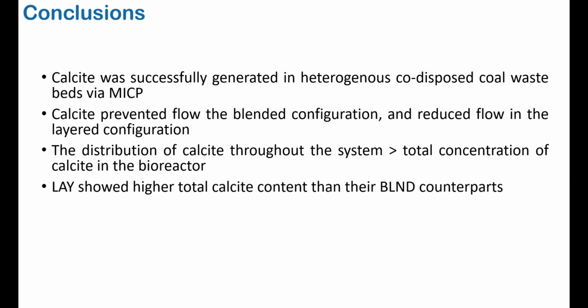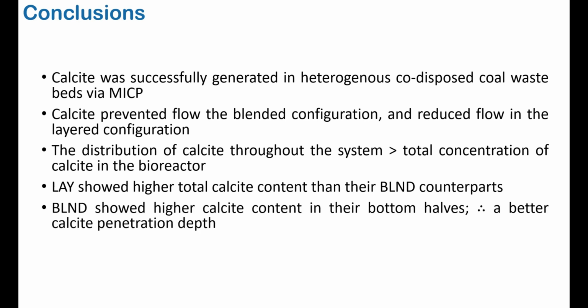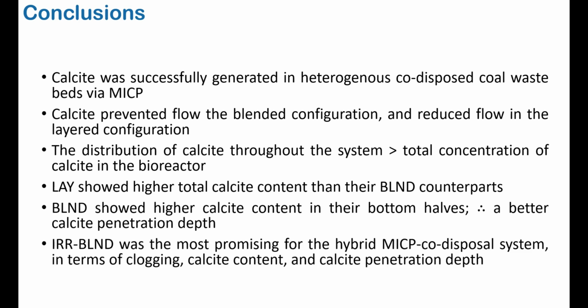Although layered bioreactors showed higher total calcite content than their blended counterparts, the blended bioreactors showed higher calcite content in their bottom halves and thus a better calcite penetration depth. The better calcite penetration depth led to bioreactors with structural improvements that were visually observable, especially when compared to the layered bioreactors. Thus, in terms of the inoculated bioreactors, the irrigated blended was the most promising for our hybrid MICP co-disposal system in terms of clogging time, calcite content, and calcite penetration depth.